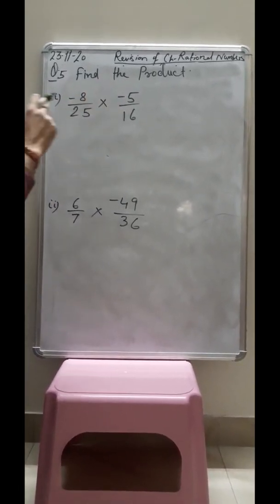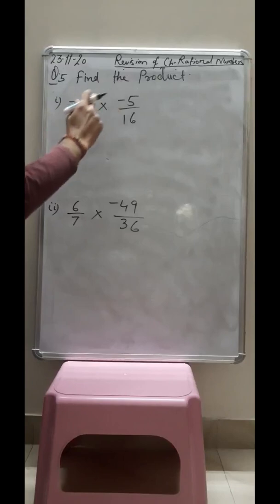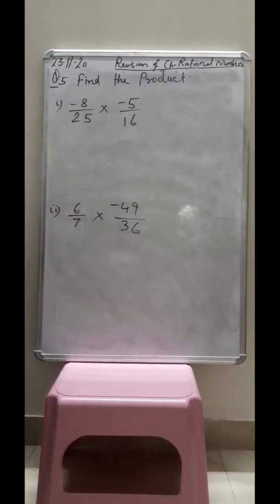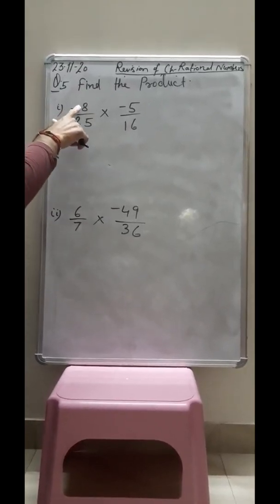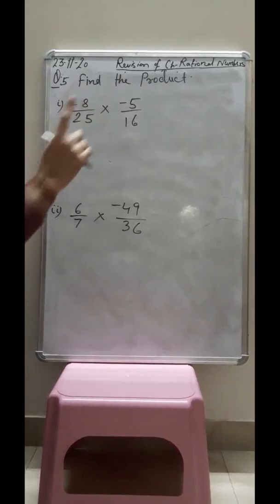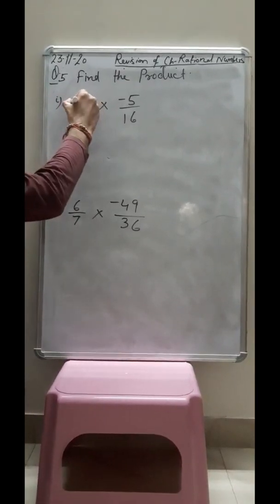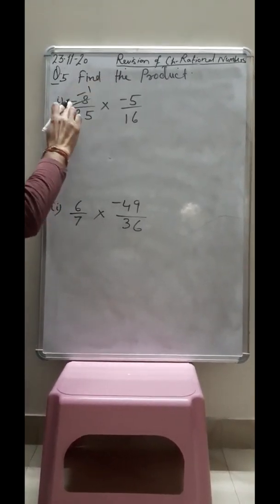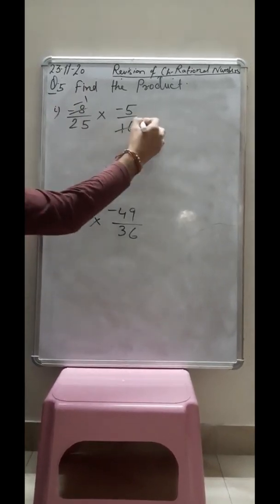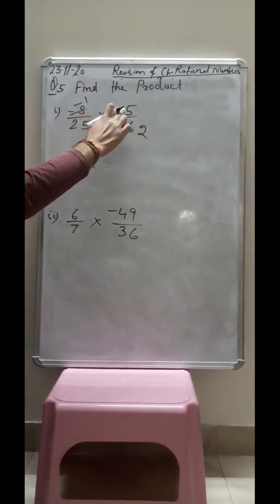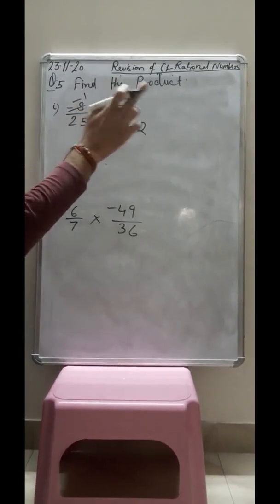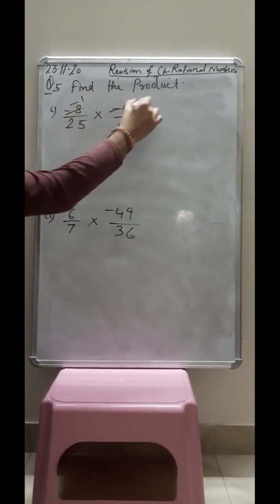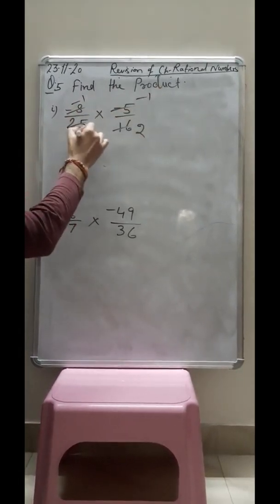So in multiplication we can do the cross cancellation, and 8 and 16 both of them come in the table of 8. So 8 ones are 8, and because it is negative, it will come as negative. 8 twos are 16. Minus 5 and 25 both of them come in the table of 5. 5 ones are 5 and 5 fives are 25.